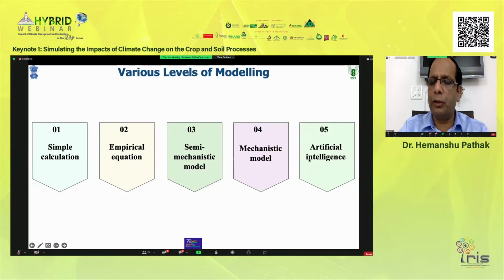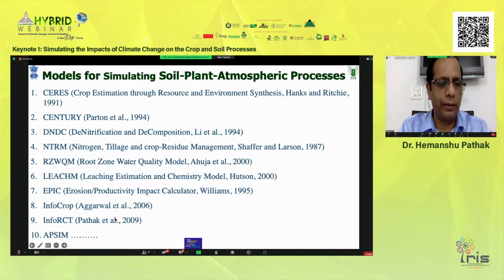So depending upon your requirement and the complexity of the system, you can decide which kind of model you are going to use. But of course, certainly we prefer that if you have got information and if you really want to know the details of it, mechanistic models or semi-mechanistic models are the ones at this point of time. And of course, when artificial intelligence develops a little bit more, we'll be able to use artificial intelligence as well.